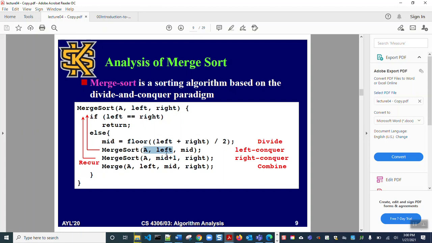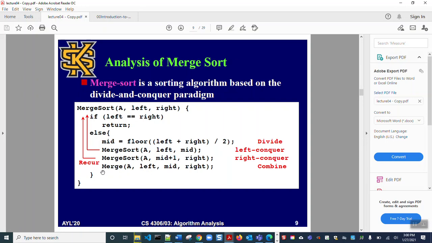How do we call the divided subarrays? For instance, one part is array A from left to mid, and the next part is mid plus 1 to right. If we take the union of these two sets, we get the entire array A. We start from the left element and go all the way to the mid element, and then from next to mid to the right element. So that means we are getting the entire array.